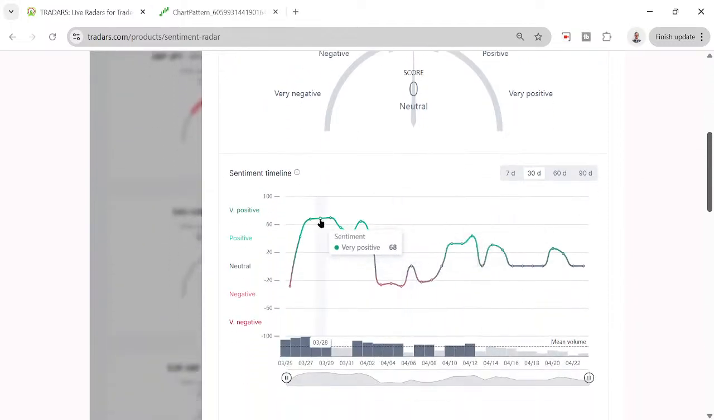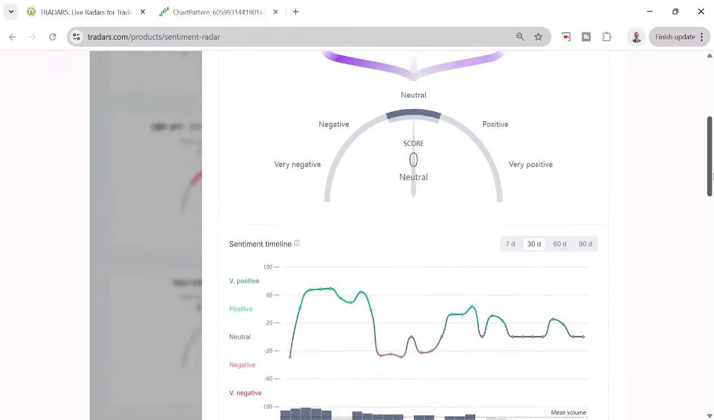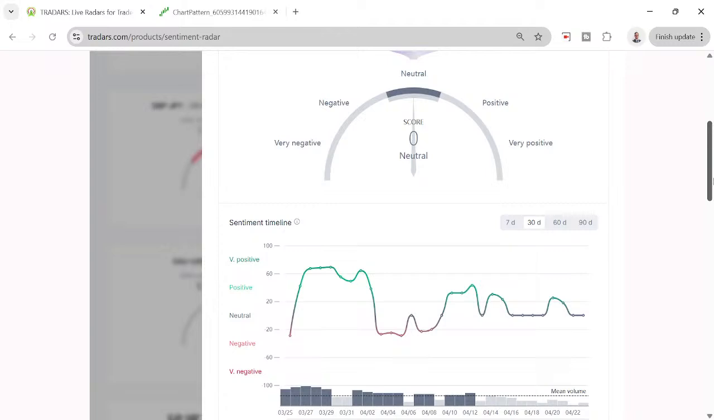How has this changed? Well, we were very bullish on silver way back at the end of March. Then we dropped into April and it actually went negative. And now we've been neutral for a couple of weeks. So what you want to look for is fundamentally bullishness on silver and maybe even negativity as far as how the market feels about silver.